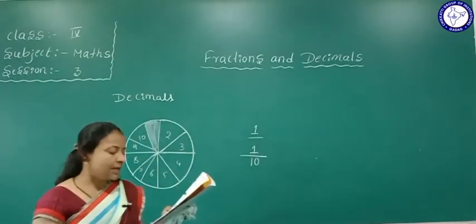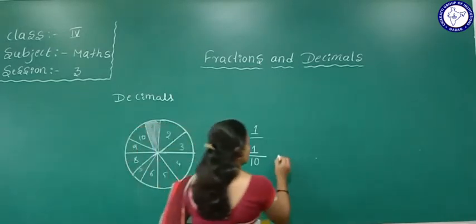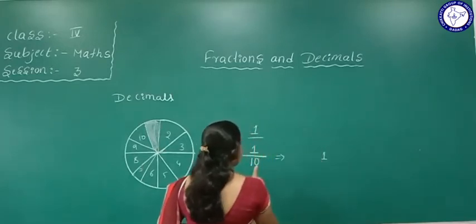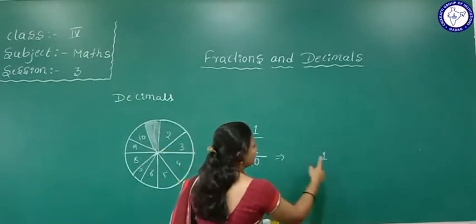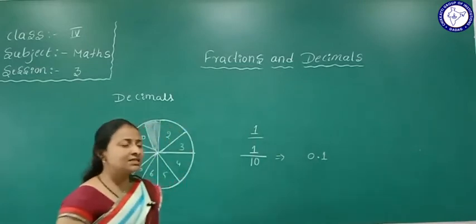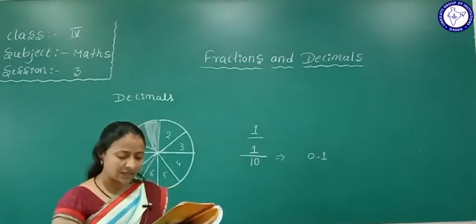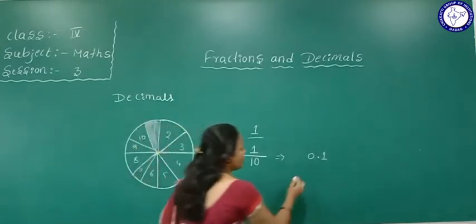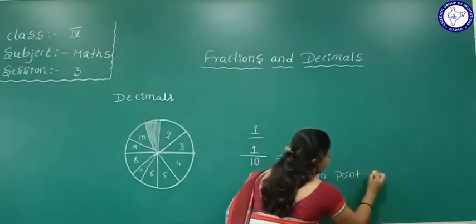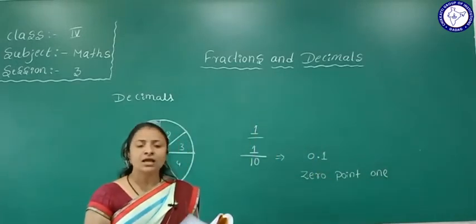Next one, in decimals 1 by 10 is written as, how to write in decimal form? First we write the numerator. Then see how many zeros are there. Only one, so after one digit we give a decimal point and write 0.1. Understood this one? In word form it is written as 0.1, so reading and also writing.